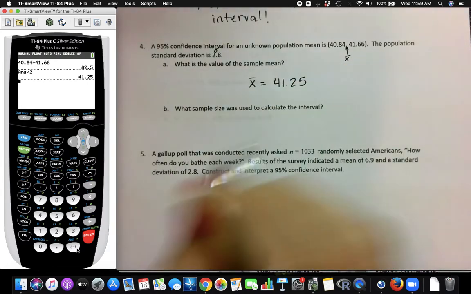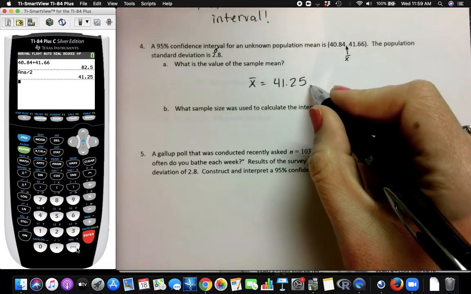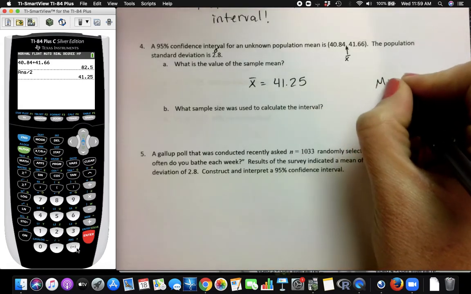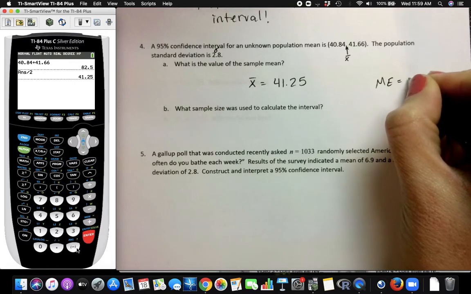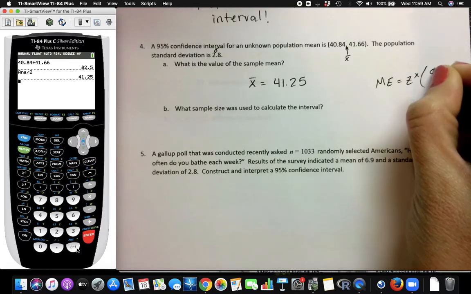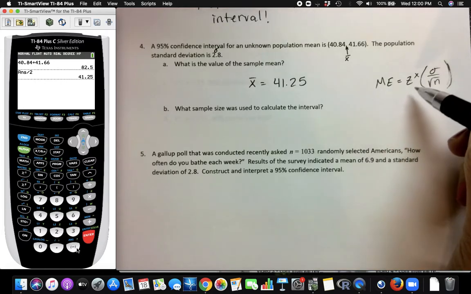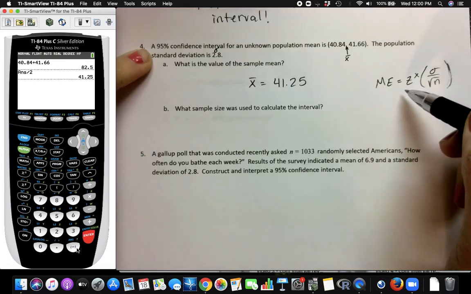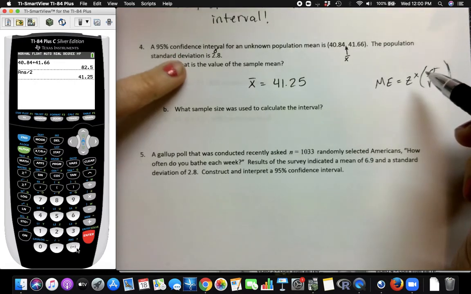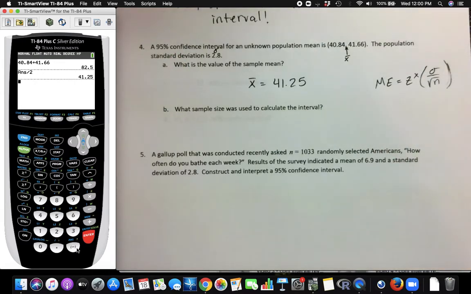What sample size was used to calculate this interval? So one thing that I'm going to do is from the mean and from the interval, I'm going to go ahead and get my margin of error, because that is going to be how I find this sample size. I know my critical value because I know my confidence level. I know sigma because it was given, and I'm going to know my margin of error. So 41.25 minus 40.84.